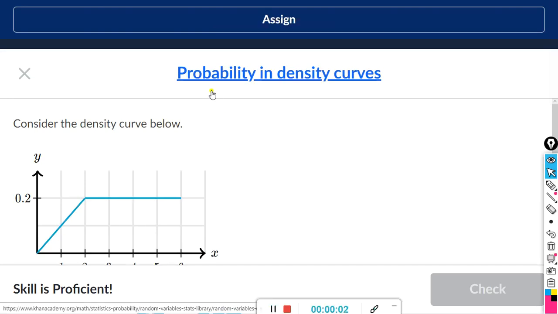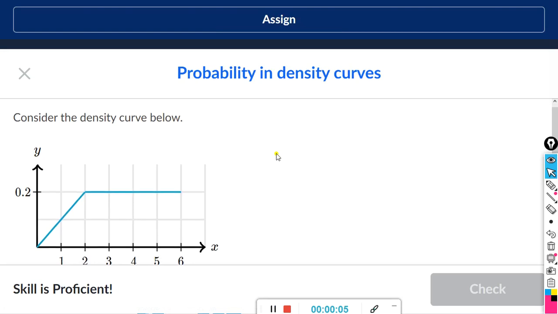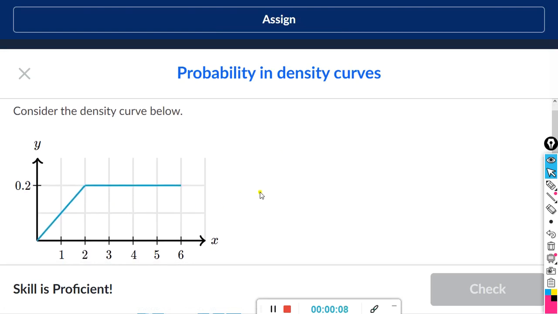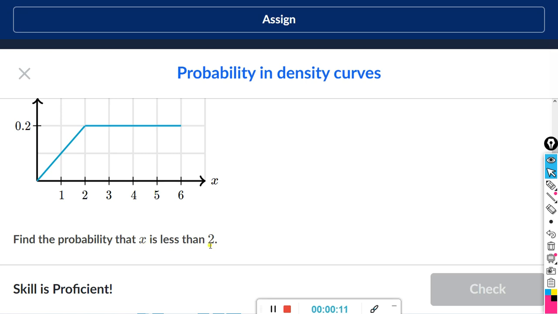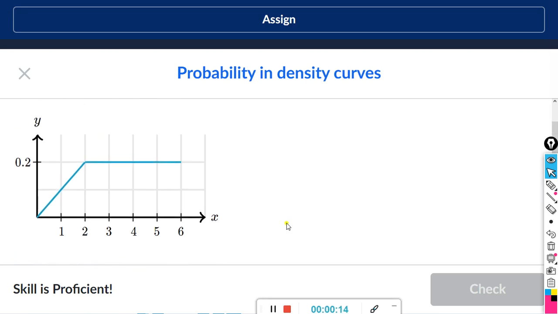This will be for the con-assignment probability and density curves. All right, so we have the density curve here, and it says find the probability that x is less than 2. What you want to remember with all of these problems, if we close off this supposed curve here, the area underneath this shape is always 1. That's because this area represents 100%. So the area of the whole thing is always 1.